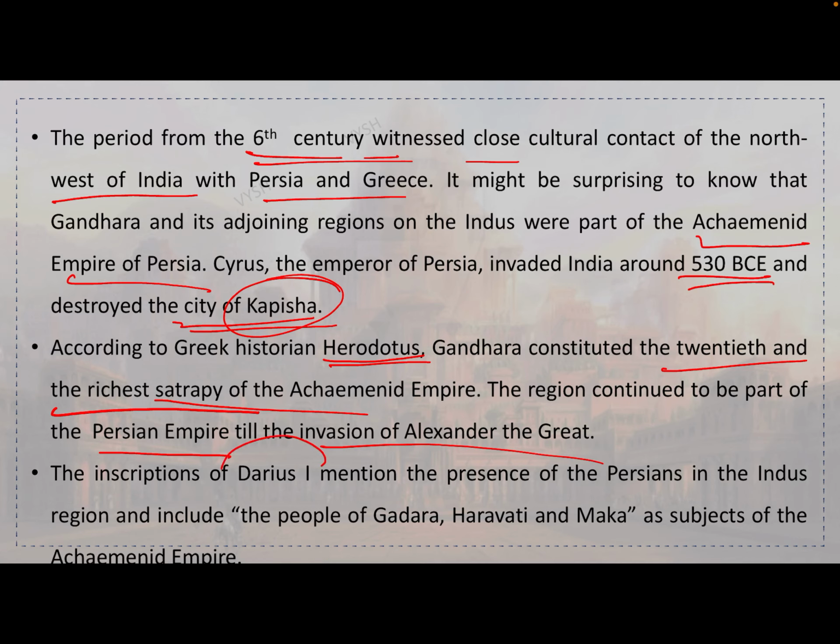The inscriptions of Darius I mention the presence of Persians in the Indus region and include the people of Gandhara, Harvati and Makka as subjects of the Achaemenid Empire. So automatically what it shows is the Achaemenidians were staying there.